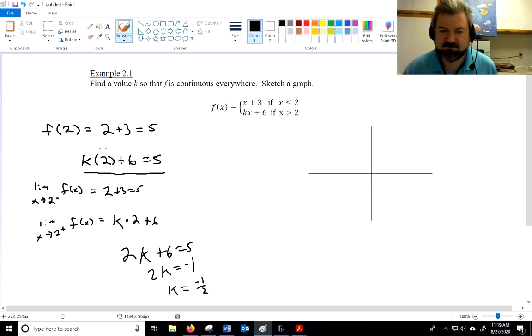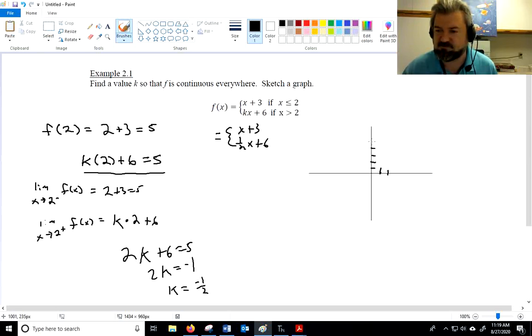We know that the limit would exist, and we now know that the limit and the function would be the same. Let's sketch the graph. So our graph now is x plus 3 and 1/2 x plus 6. So I'm going to be graphing up to and including x equals 2.